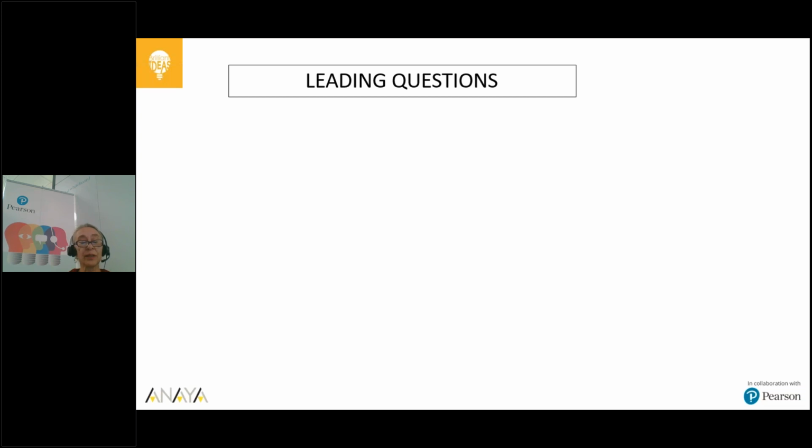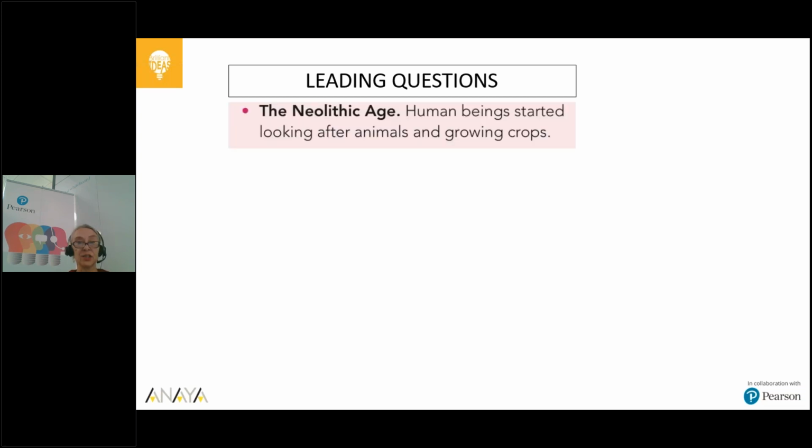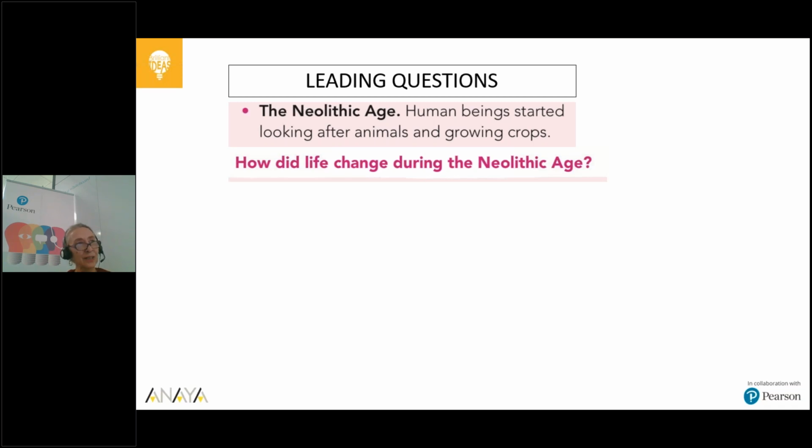If we take, for example, the topic of the Neolithic age, the interesting thing about the Neolithic age is that it's marked by humans looking after animals and growing crops, the start of farming. And we can give them this information and then immediately start asking questions. How did life change because of farming? How did people's lives change?